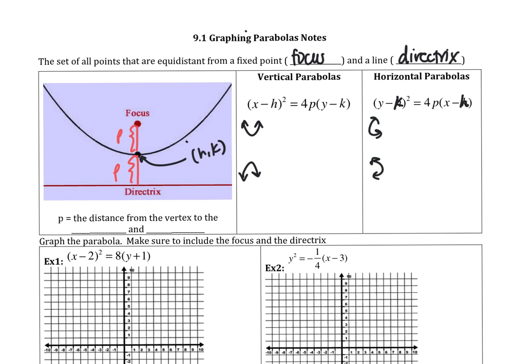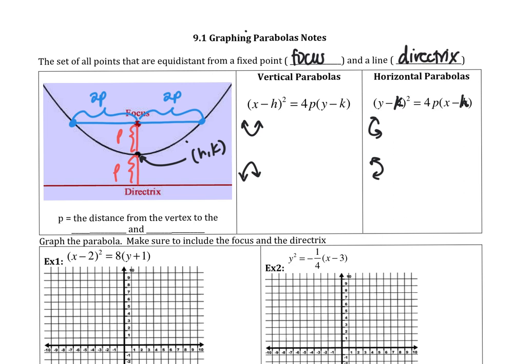One thing that we should know is that since all points are equidistant from the focus, a point on the parabola here is a distance of 2p away. All right.